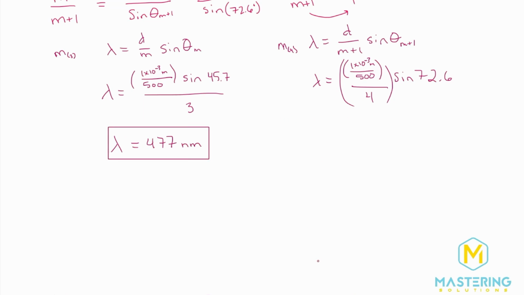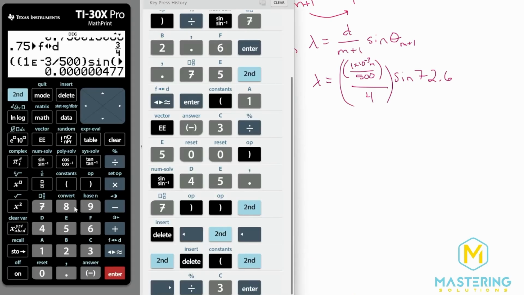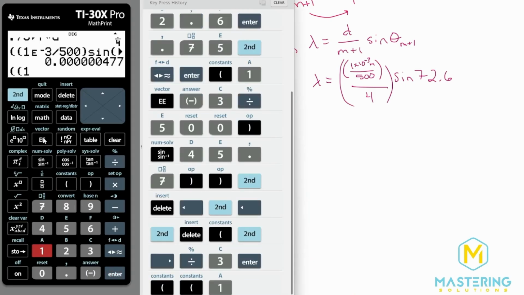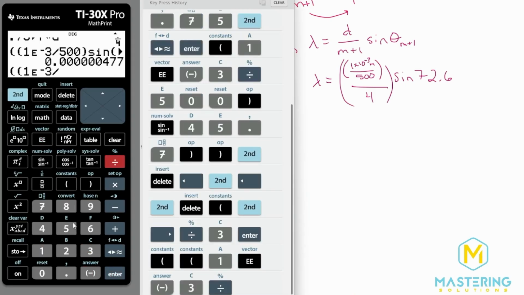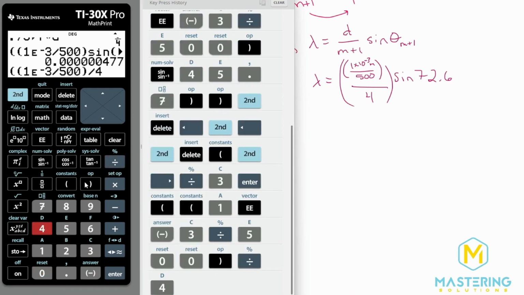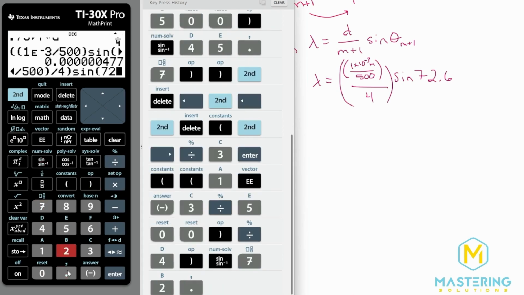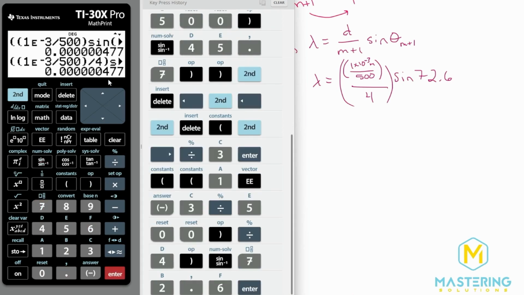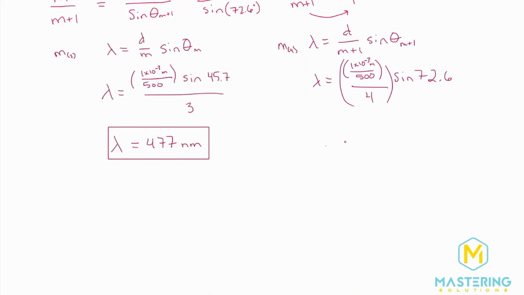We can go in and double check ourselves. So we have the 1 times 10 to the negative 3 divided by 500 for d, divided by 4, and then we're multiplying that by the sine of 72.6, and lo and behold, we have the exact same thing. So we know that we did our math correctly, and the equations showed us that it's the same wavelength for these two angles, for these m's of 3 and 4.